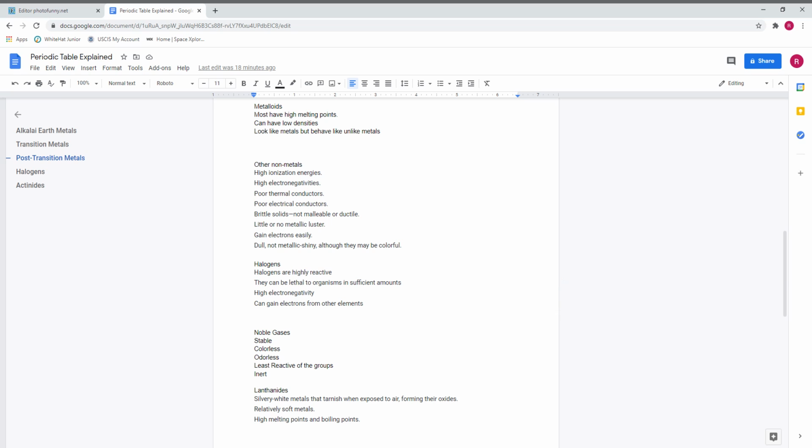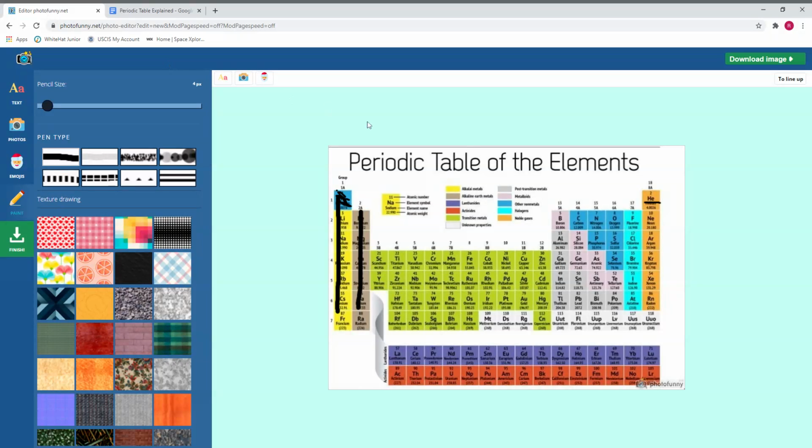Halogens are highly reactive. They can be lethal to organisms in sufficient amounts. They have high electronegativity and they can gain electrons from other elements. These include fluorine, chlorine, bromine, iodine, and astatine. They are very reactive to other elements. So, hazard, don't mix them with some elements they can react with.